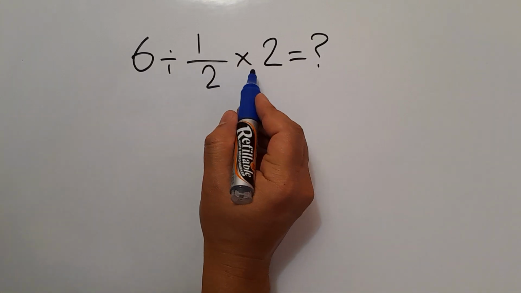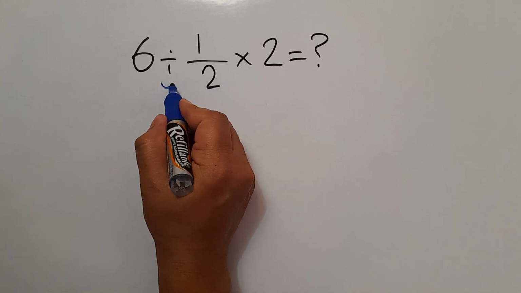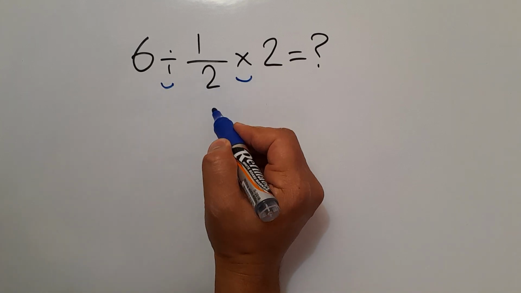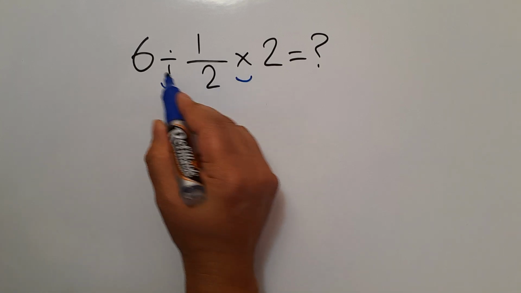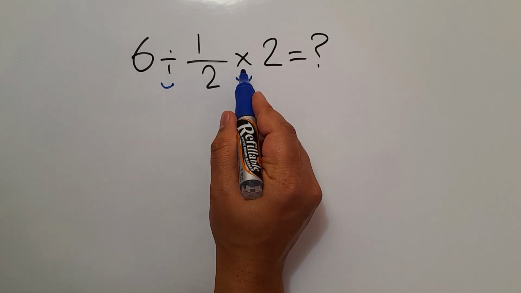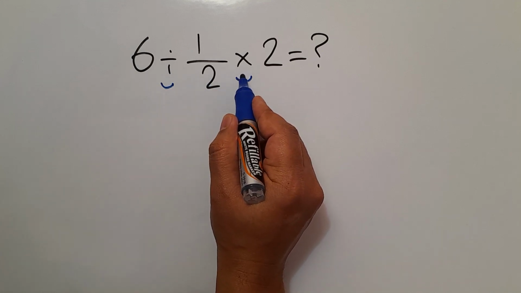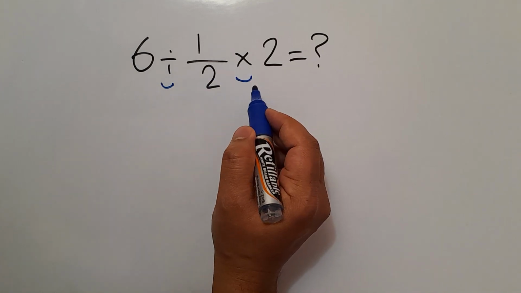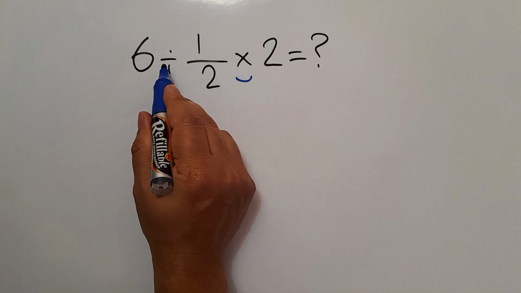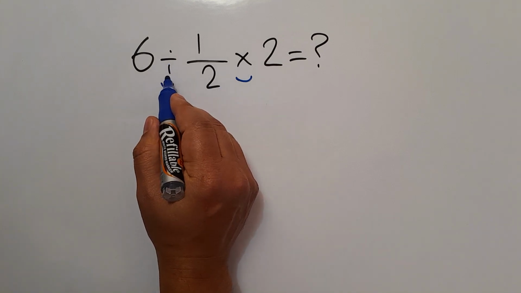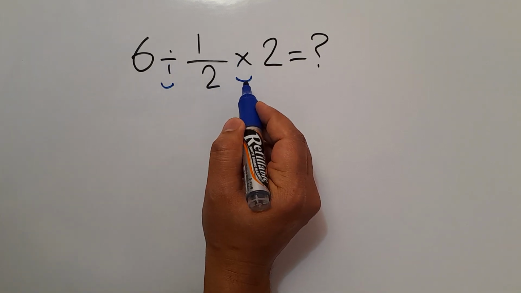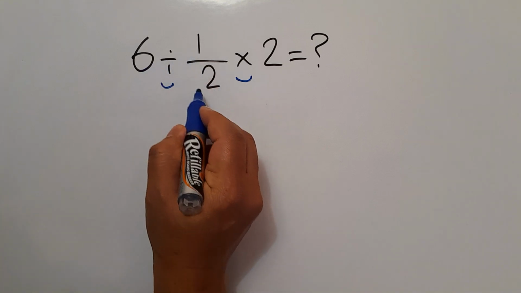Here in this expression we have this division and this multiplication. As we know, division and multiplication have equal priority and we work from left to right. So we first do this division and then this multiplication. 6 divided by 1 over 2.